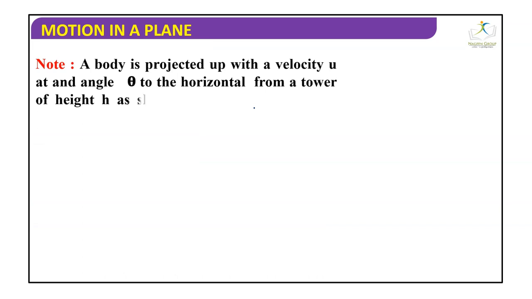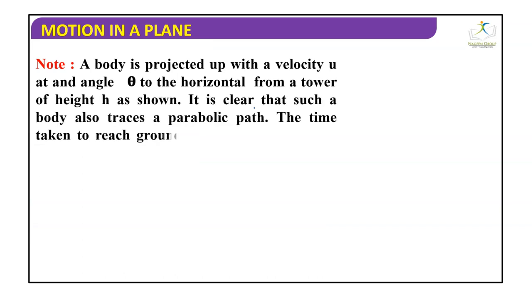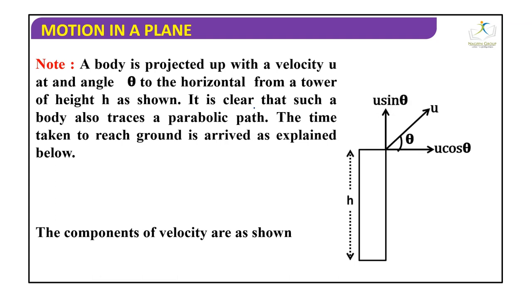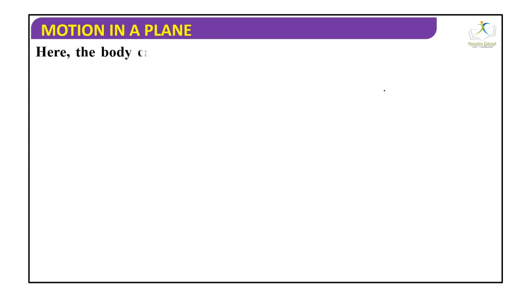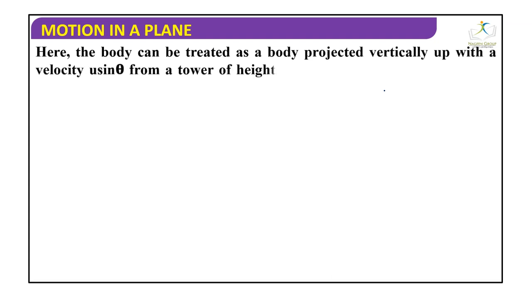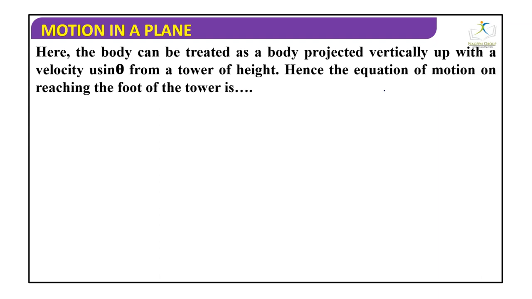The thing which we have to note down, students, it's an important point. A body is projected up with a velocity u at any angle theta to the horizontal from the tower of a height as shown. It is clear that such a body also traces a parabolic path. Okay, the time t to reach the ground is derived as explained below. The component of the velocity as shown, this is a kind of horizontal projection. So the responsible factors will be u cos theta, and as you can see u sin theta also. So the resultant will be only u. Here the body can be treated as a body projected vertically upward with a velocity u sin theta from a tower of a height h. Hence the equation of motion on reaching the foot of the tower is h is equal to minus u sin theta times t plus half g t square.